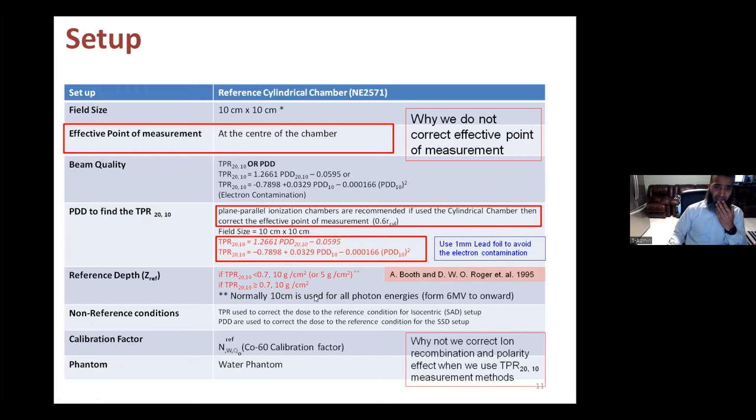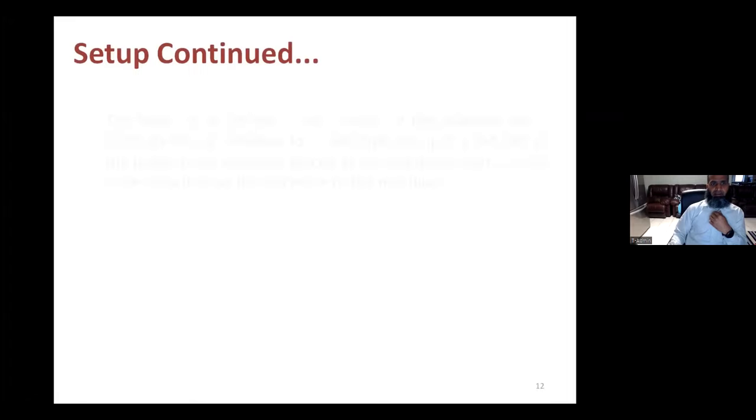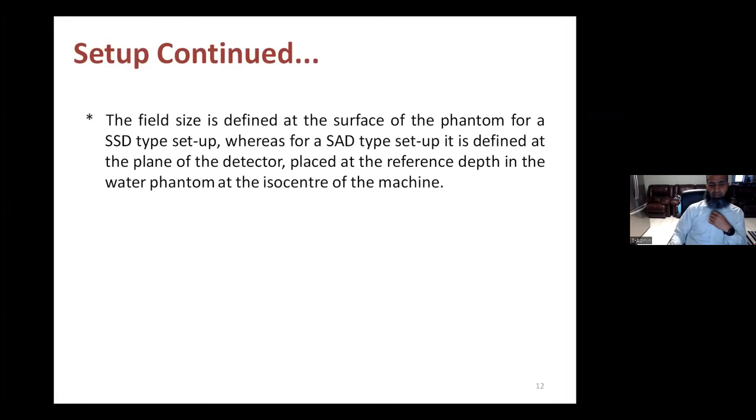Okay, so is anyone aware of why we do not correct the ion recombination and polarity effect when we use the TPR 20/10 method measurements? And when we are doing the TPR 20/10 method, does anyone know why we are not correcting our effective point of measurement? I think this should be coming in this one and the next few slides.